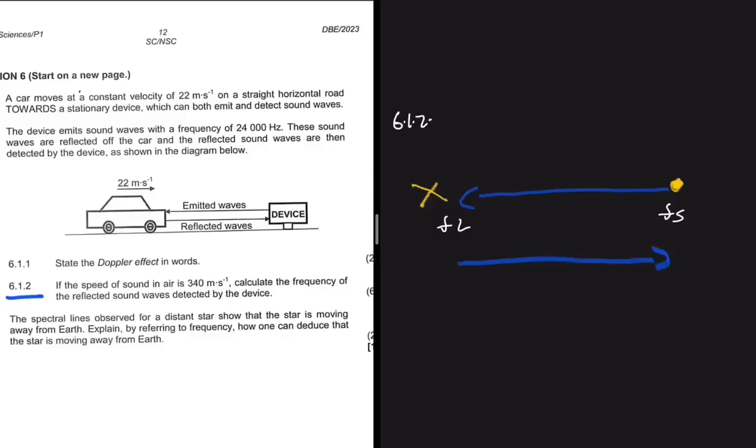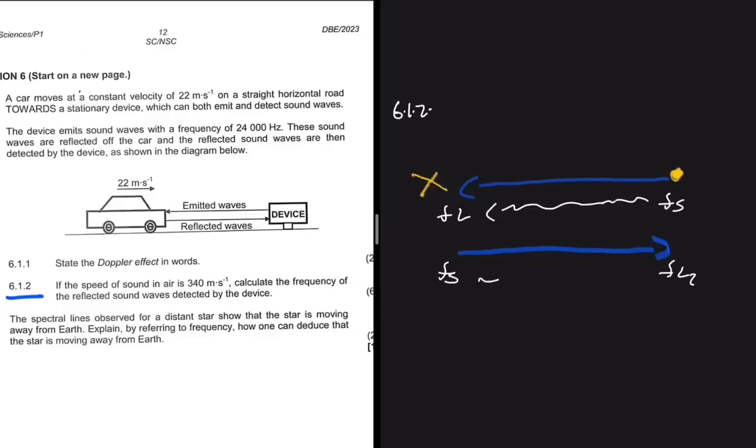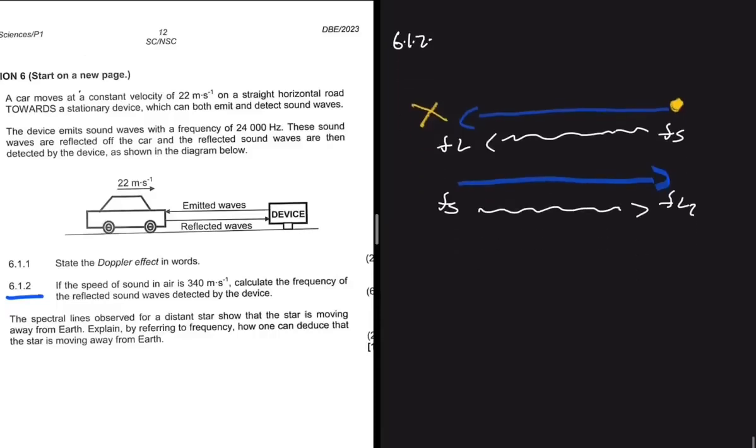So now we have this frequency being reflected back to the device, FL2. You can use this Fs here to find FL, and when you find that FL, it now becomes your Fs that the device is going to detect. Am I making any sense? Let me show you what's going on.